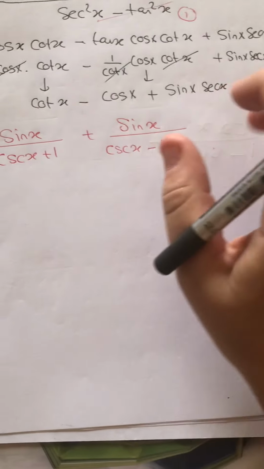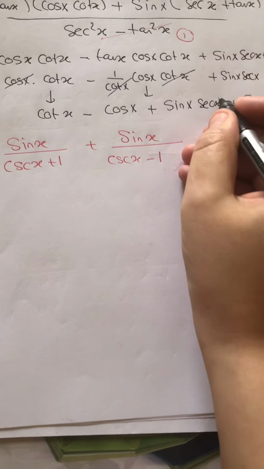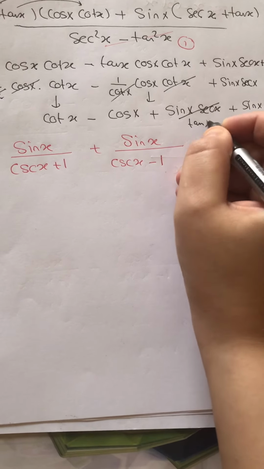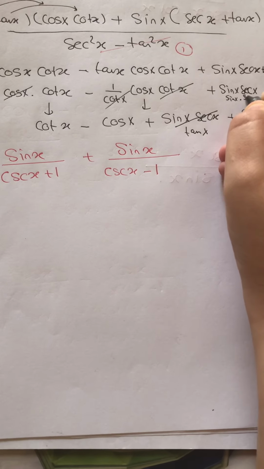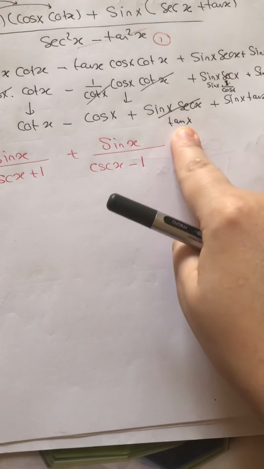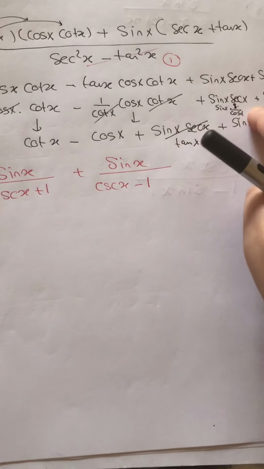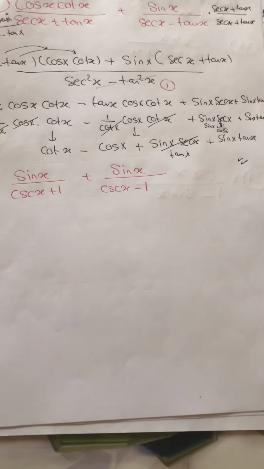I think this one I can change it. I can change it into tan x. Right? Because here I have sine x times sec, and sec is 1 over cosine. That's why the answer here is tan, because sine over cosine is tan, and this is the final answer.